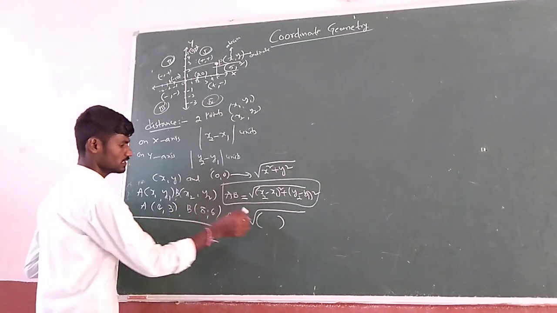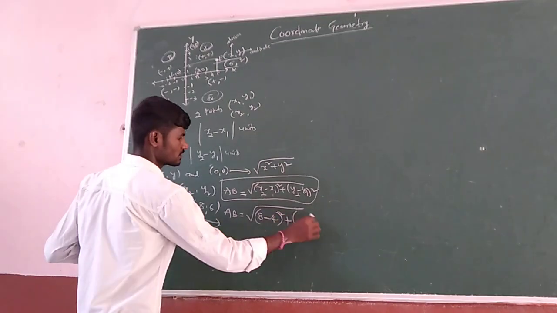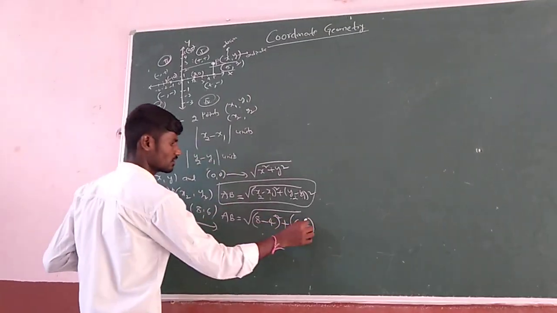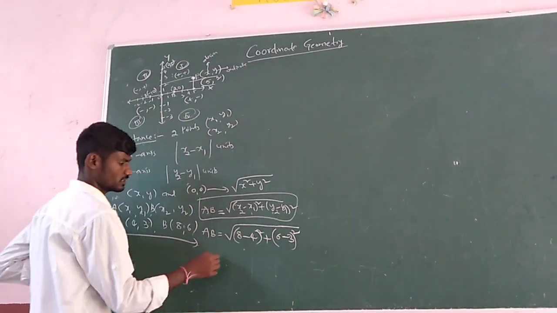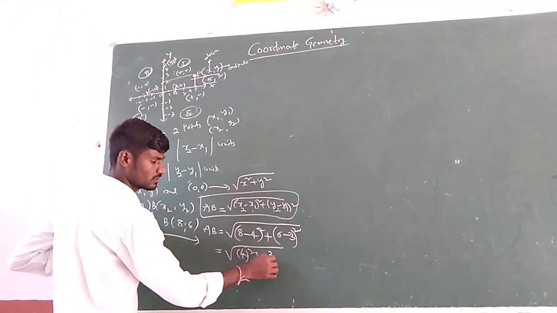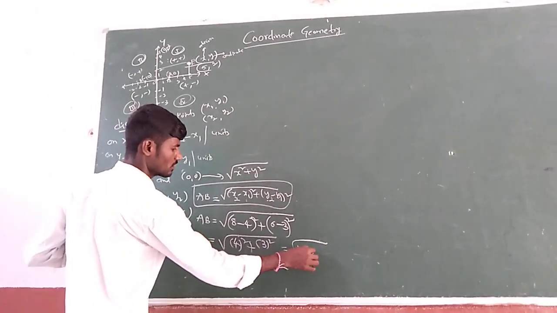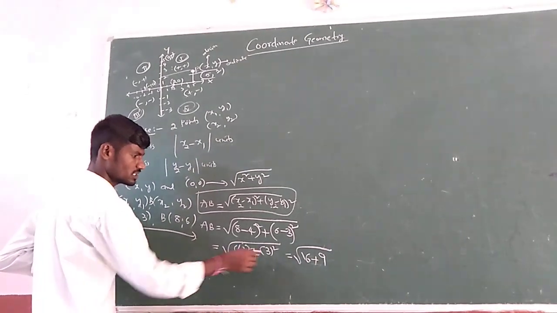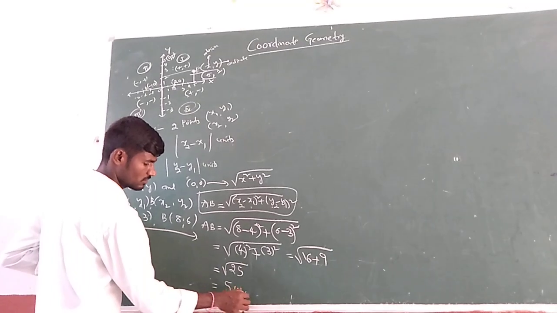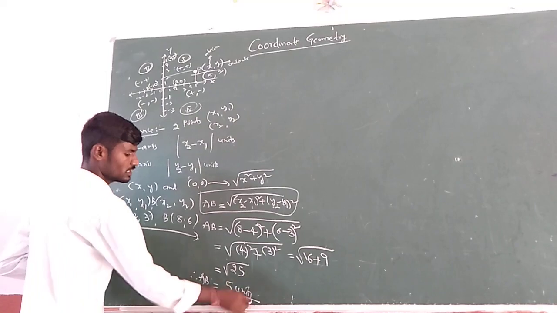What is x2? It is 8, minus x1 which is 4, whole square, plus y2 which is 6, minus y1 which is 3, whole square. Next, (8 minus 4) whole square plus (6 minus 3) whole square. 4 square is 16, plus 3 square is 9. Root of 16 plus 9 is root 25. Root 25 is 5, and that is the distance, 5 units. Therefore the distance between A and B, denoted AB, is 5 units.